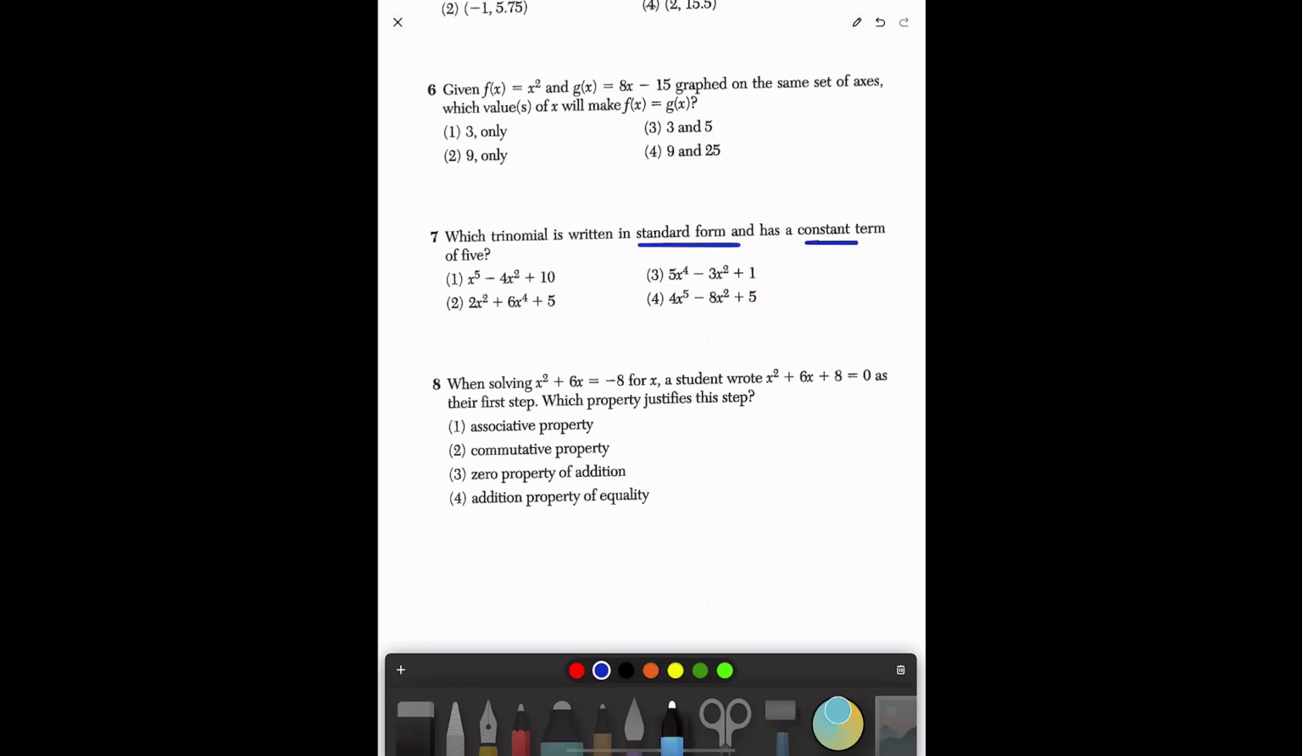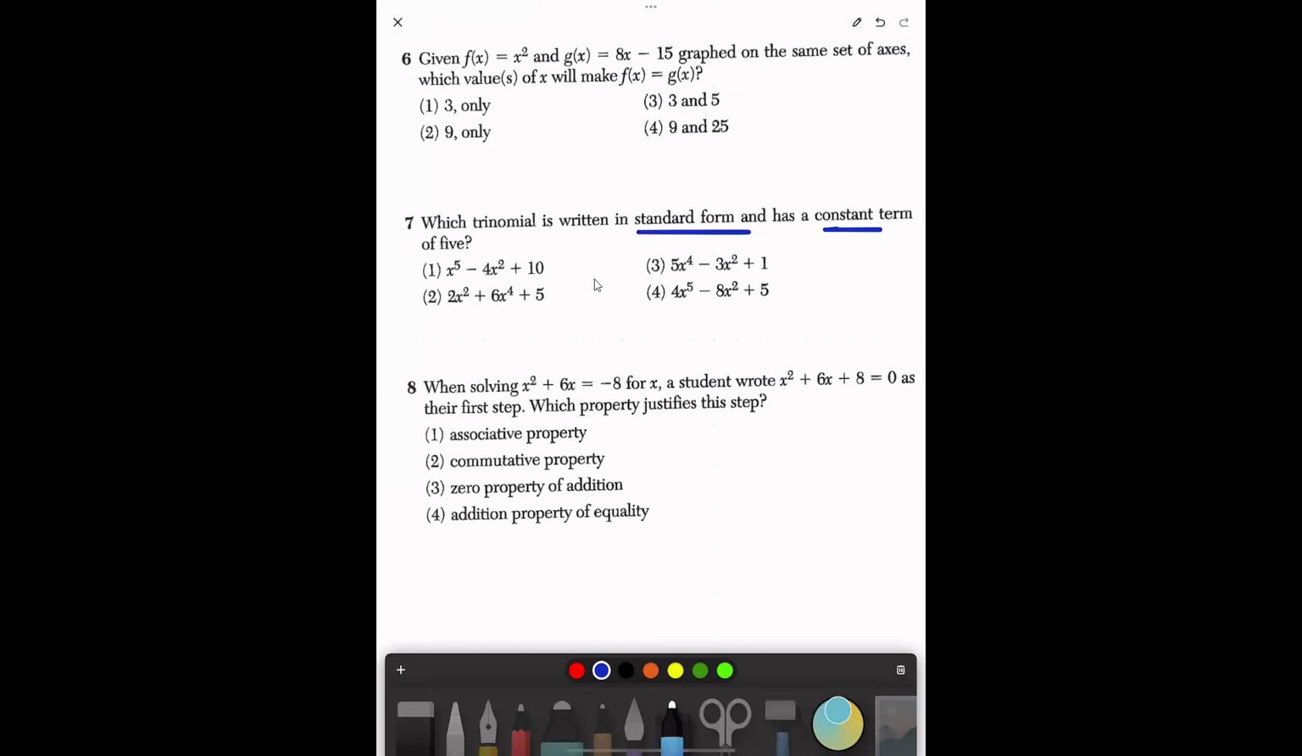All right, standard form just means that the highest exponent goes first. That's going to be the first term. The second highest exponent goes second, all the way down, and the constant is always the last term, and it should be on the right. So let's look at each one of these, and we're looking for the one that's in standard form and has a constant of 5. So let's go.